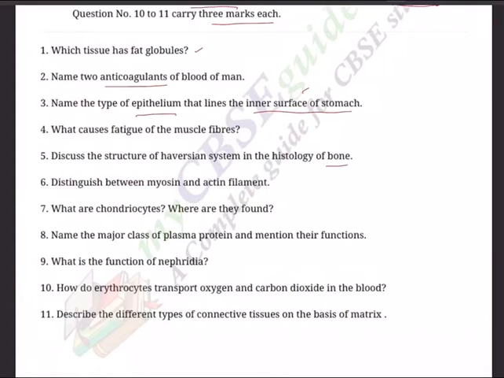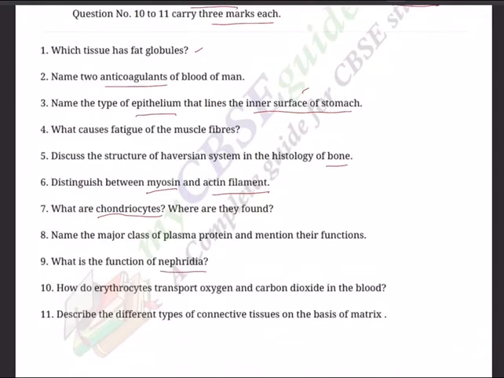Question 5. Discuss the structure of Haversian system in the histology of bone. Try to recollect the TS of bone, transverse section of bone. Next, question 6. Distinguish between myosin and actin filaments. I said mechanism of muscle contraction, remember? And 2 proteins, muscle proteins, myosin and actin. Next, question 7. What are chondrocytes? Where are they found? Recollect from your memory, bones. Question 8. Name the major classes of plasma protein and mention their functions.